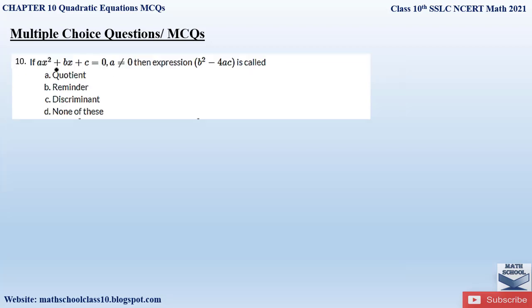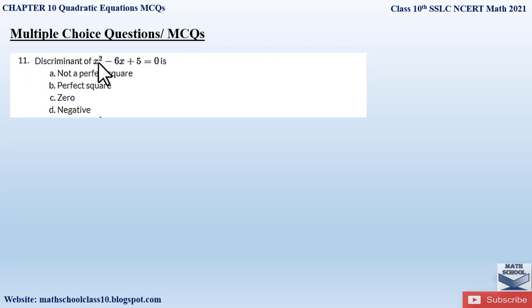Question number 10. If ax square plus bx plus c equal to 0, where a is not equal to 0, then the expression b square minus 4ac is called. So again, what is b square minus 4ac called? It is called the discriminant for a given quadratic equation. So this again is very much important, that you should know that discriminant is equal to b square minus 4ac.